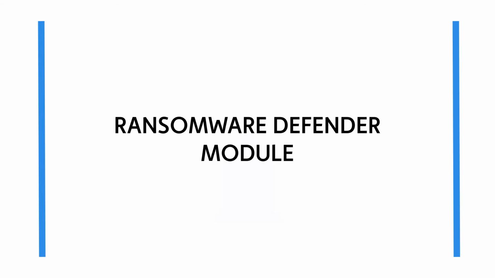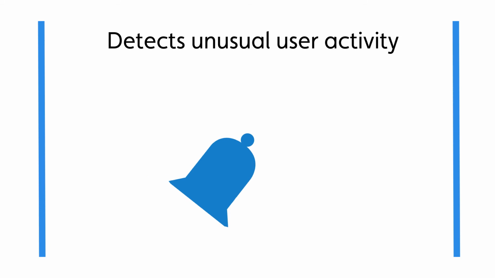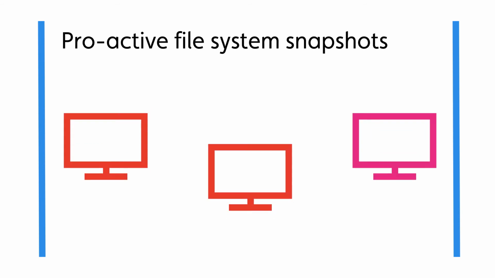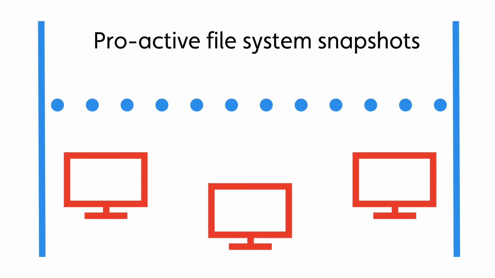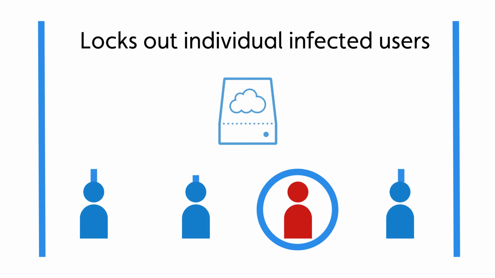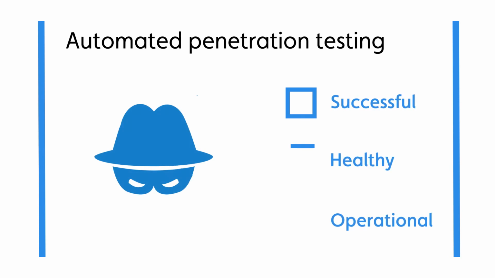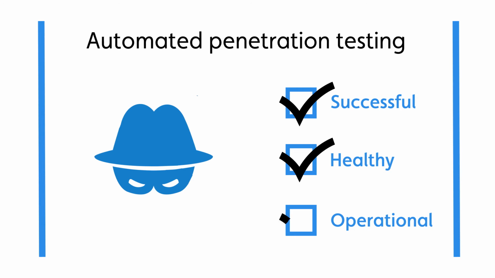The Ransomware Defender module detects unusual user activity and alerts the security administrator. Proactive file system snapshots protect against multiple infected machines and provide data recovery points, significantly minimizing data loss. It locks out individual infected users while allowing data access to other users. Automated penetration testing simulates a ransomware attack and audits successful detection and response to health check that the inner security defenses are operational.